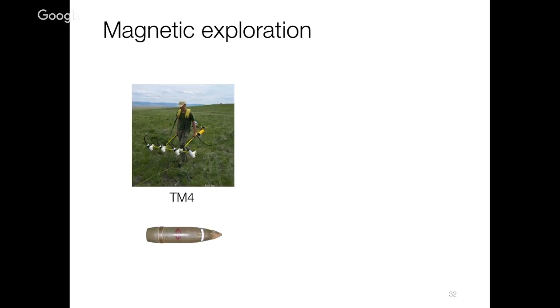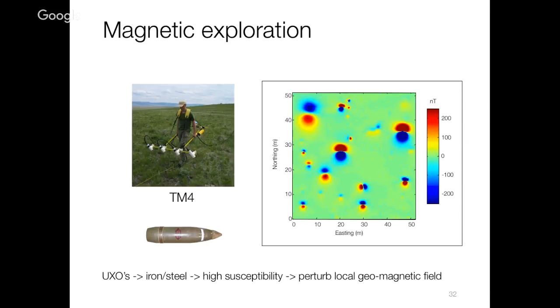This is actually an example. One of my graduate students is working here. These are all magnetic sensors. They're walking over this region in Montana, and they're looking for this ordnance item. This ordnance item is made of steel, so it's very magnetic and has its own magnetic field associated with it. You can pick it up with these magnetometers, and then at the end of the day you plot things up, and you get a picture that looks like this.